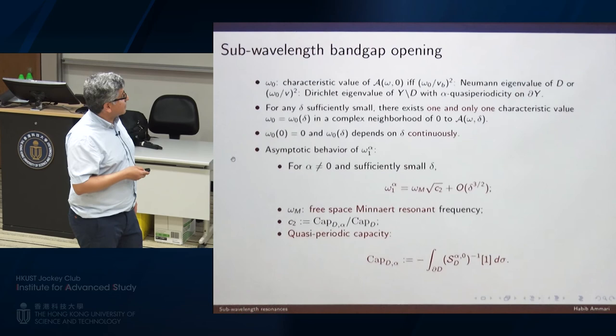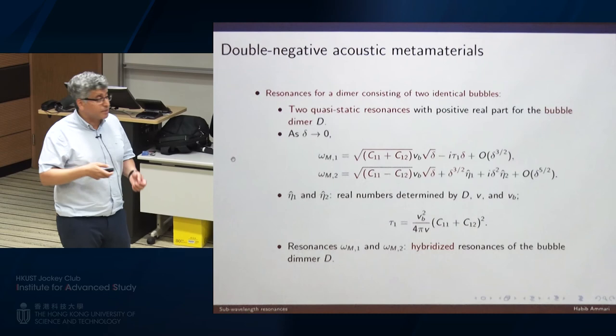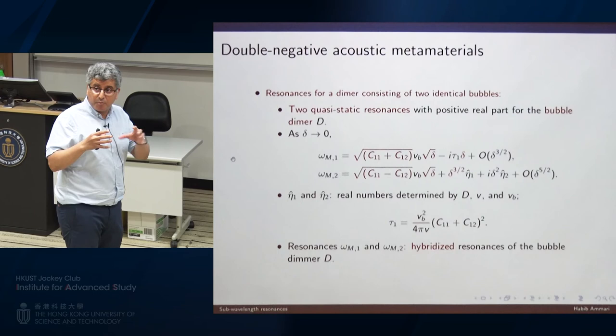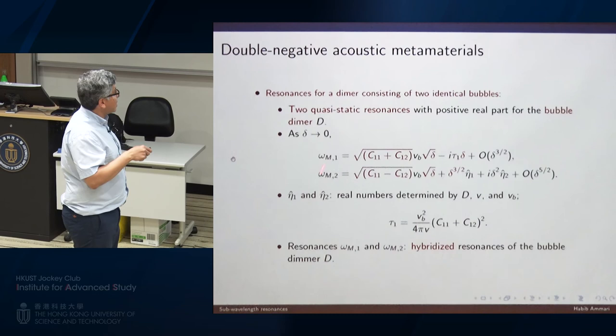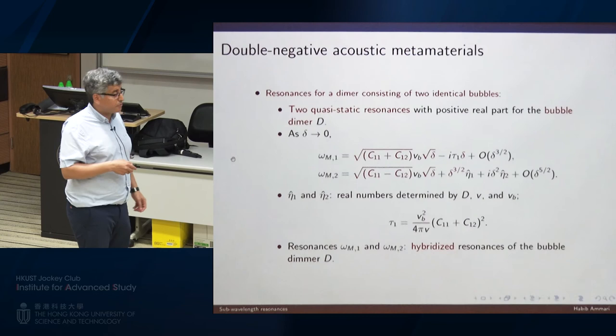And for dimers, so two bubbles, you can prove that there are two resonant frequencies. This is hybridization. This is exactly hybridization. This is the strongly interacting regime. So the formulas are in terms of some capacities. For one bubble, it was the capacity of the bubble. For two bubbles, there is a matrix, the capacity matrix. And these hybridized modes are in terms of the entries of this capacity matrix. This is a general shape, whatever you think. It simplifies if you take spheres.